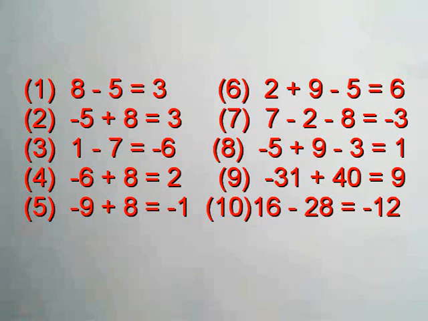Observe that you have 7 positives and a total of 10 negatives. So, 7 positives will cancel out 7 of the negatives, leaving 3 negatives. The answer for number 8 is positive 1, number 9 is positive 9, and number 10 is negative 12. Give yourself a star for scoring 100%.